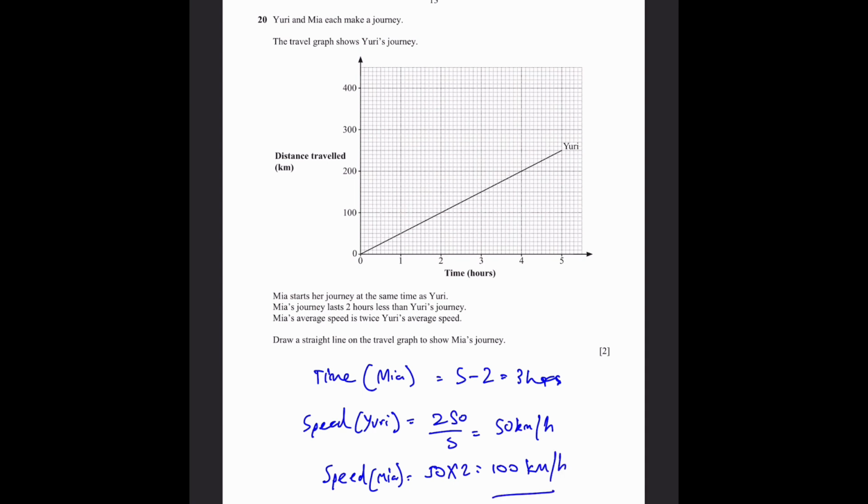Now we can draw the graph. 3 hours, 100 kilometers an hour, that'll be 300 kilometers. So that's Mia's journey.